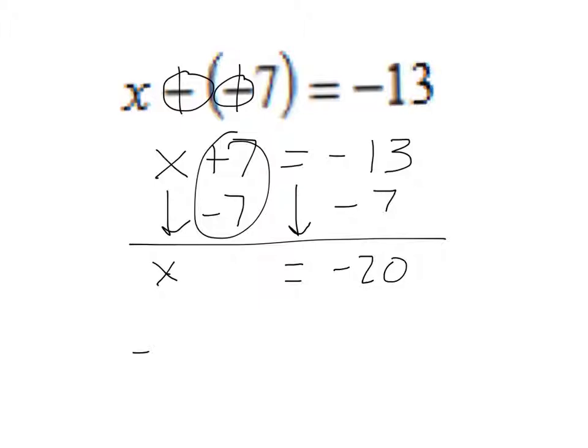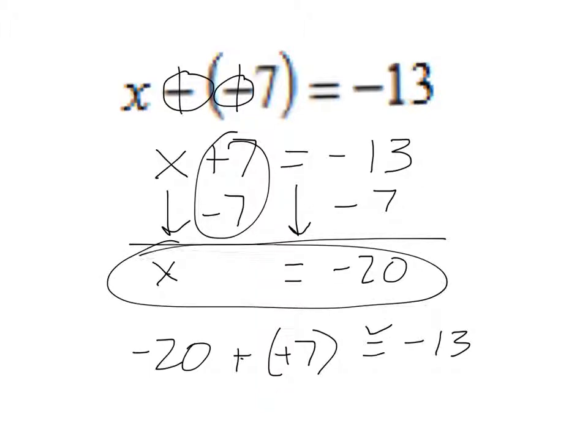Okay, it says we owe 20 and uh-oh 7, which says we owe 13. So remember, this changes to addition, so if we owe 20 and we have 7, that means we're going to owe negative 13 when we're done. Okay, so that does work. And after you've checked it, okay, then we can go ahead and circle our answer.